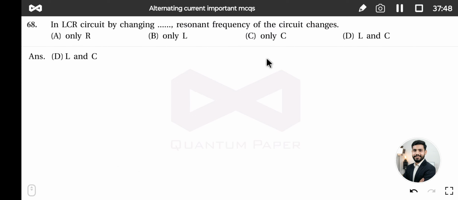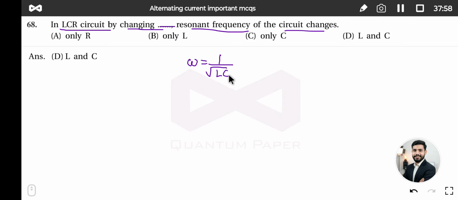The next question is in LCR circuit, by changing dash, the resonance frequency of the circuit change. So we know that the formula of resonance frequency omega is equal to 1 upon root LC. So resonance frequencies depend on L and C value. So if we change L and C value, then the frequency will change. So correct answer is D.